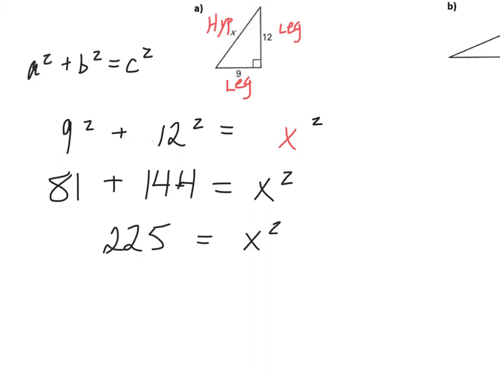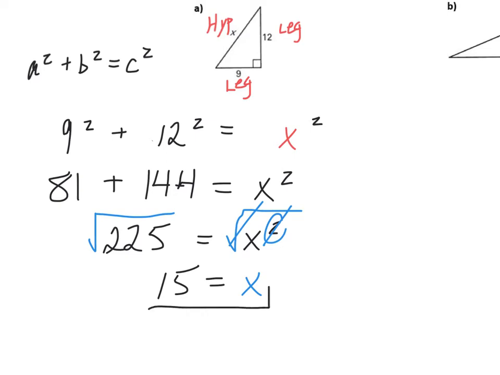Now the thing is, I just want to know what x equals. So in order to get rid of this exponent right here, I'm going to take the square root. The square root of x squared is going to cancel both of those out, but I'm also going to have to take the square root on the left-hand side. And thankfully, the square root of 225 is a perfect square. So I end up with x equals 15.